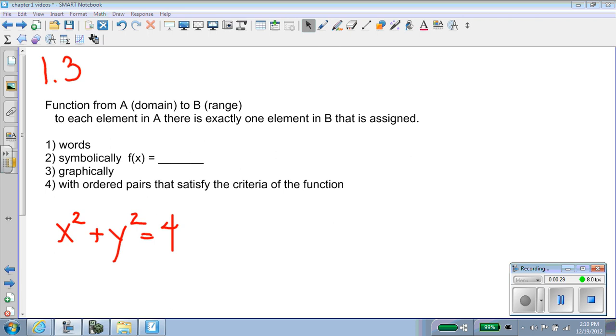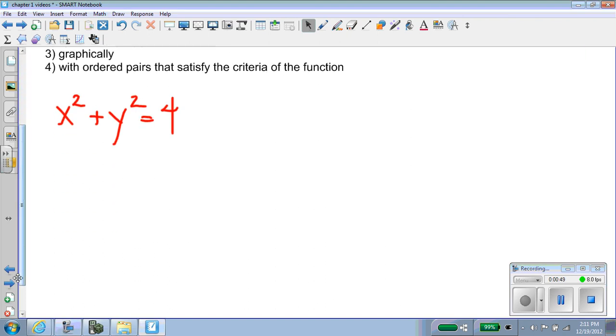You can represent a function symbolically. That's using f of x equals. You can represent a function graphically, and you can represent a function with ordered pairs that satisfy the criteria of the function. Let's take an equation, something that should be familiar to us.